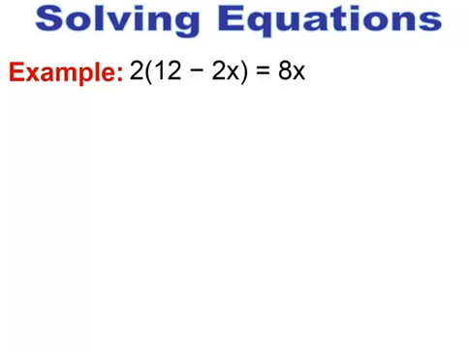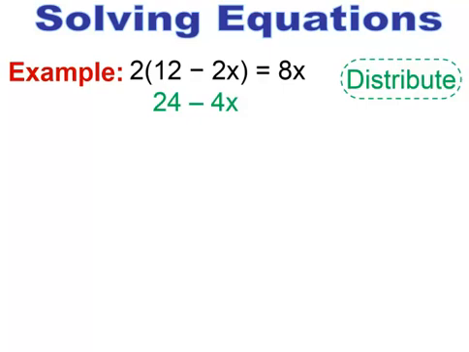So here's an example. The first thing we want to do here is the distributive property. So you're going to take that 2 and you're going to multiply it to everything inside the parentheses. So I end up with 24 minus 4x. You always want to double check your arithmetic before moving to the next step. So I'm going to bring down the equals 8x.